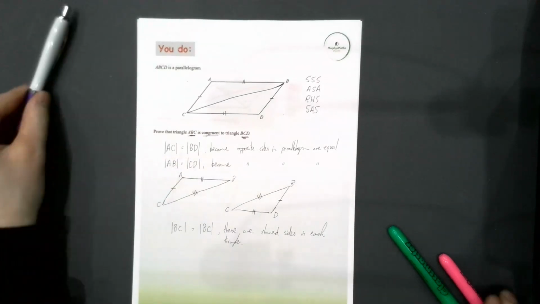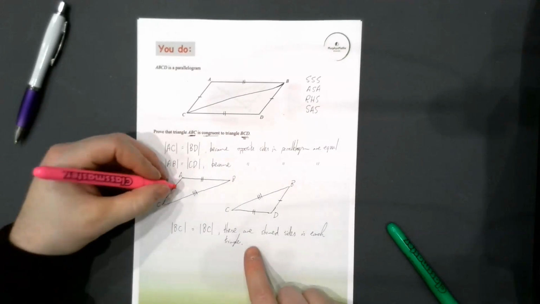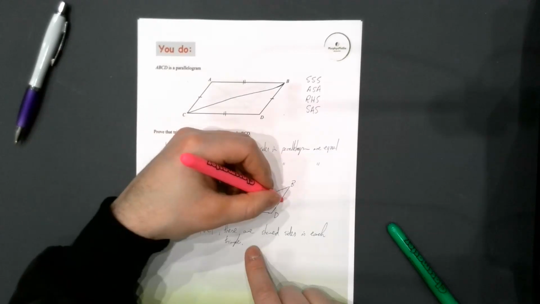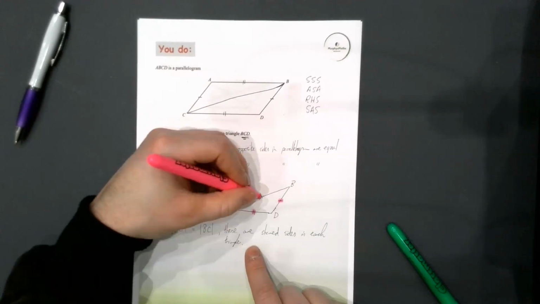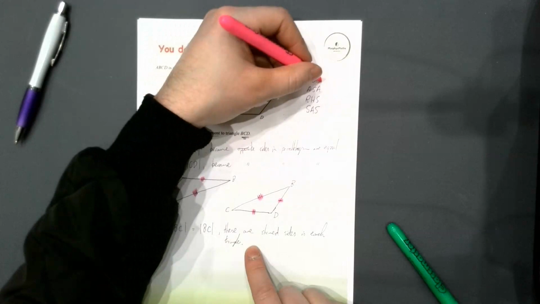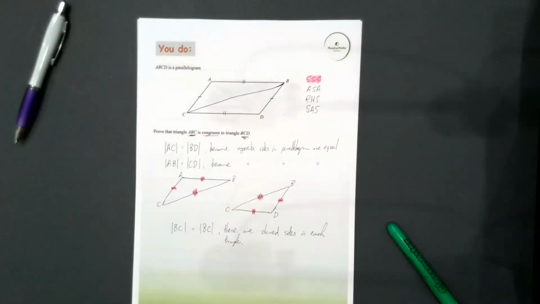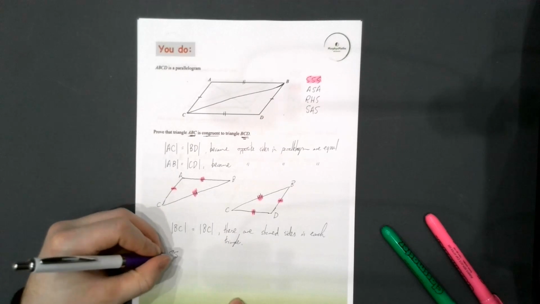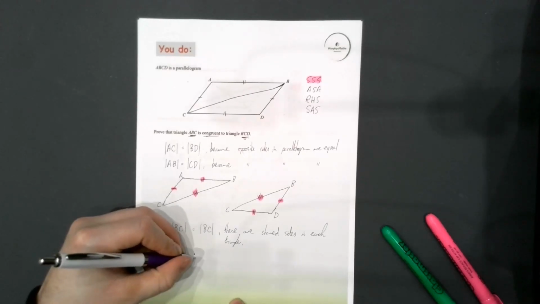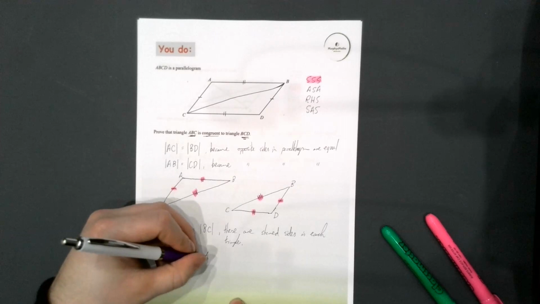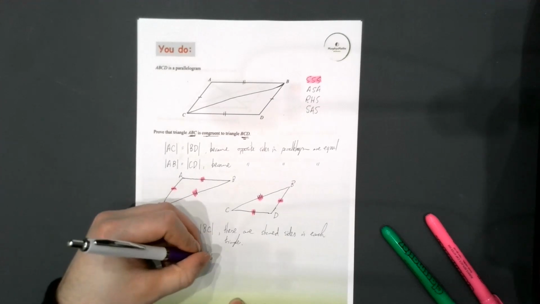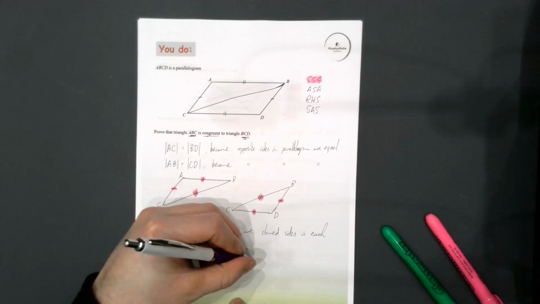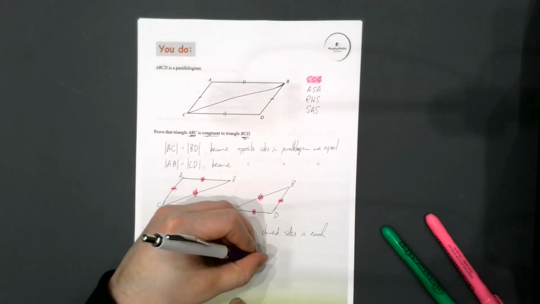So what we've got now is a side, and a side, and the same side over here. So we're using SSS to prove these two triangles are congruent. SSS, therefore, my three dots, triangle ABC is congruent with triangle BCD.